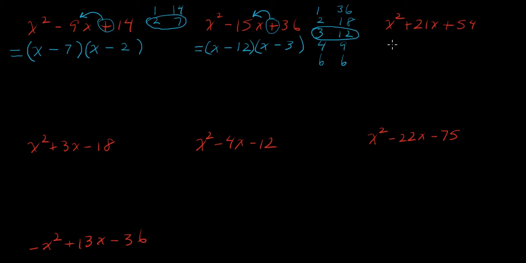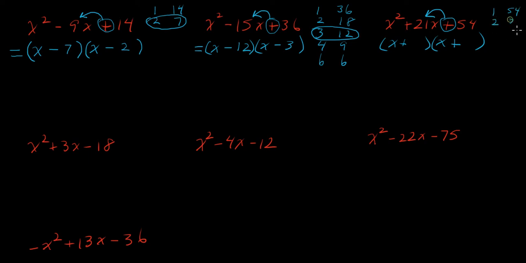Next one. Okay, bring this sign straight down. Positive times a positive is a positive. We need two numbers that add to 21 and multiply to 54. So what are all the possibilities?